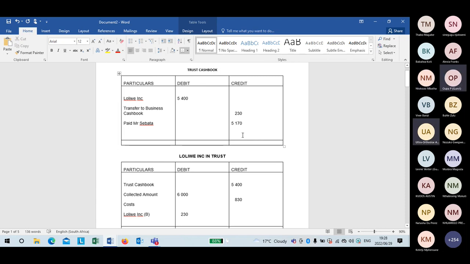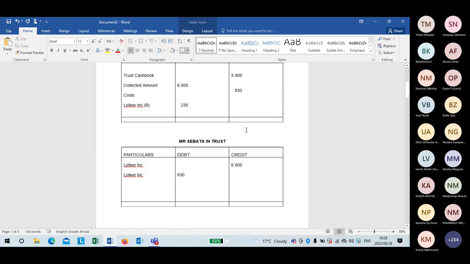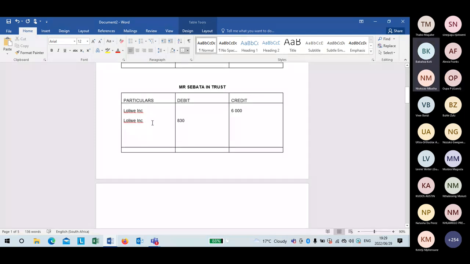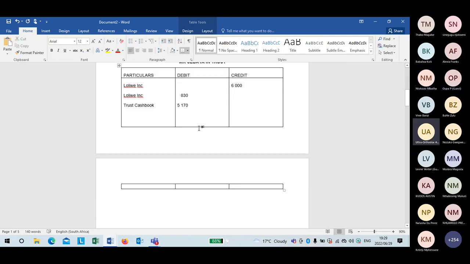Is crediting the trust cash book sufficient? No. What else do we do? Receive it in his account. You debit your client's account in trust, not so? What will your narration be? Trust cash book. Debit or credit? Debit. How much? 5,170.